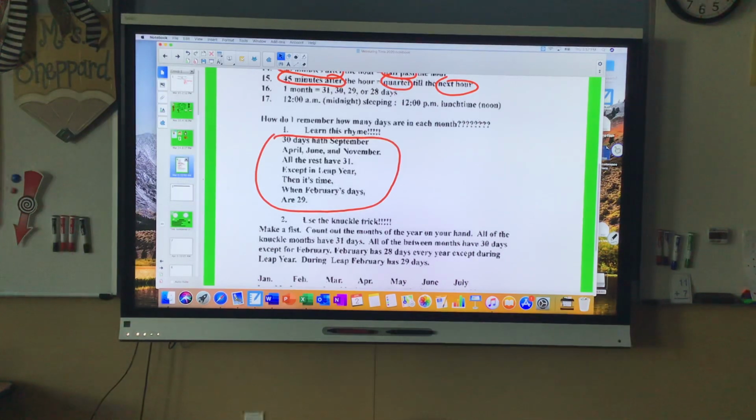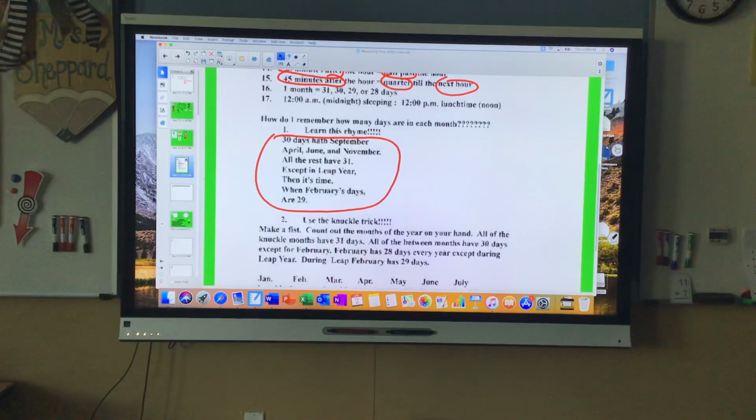30 days has September. Read with me, I forgot to remind you. Starting over again. 30 days have September, April, June, and November. All the rest have 31, except in leap year, then it's time when February's days are 29.